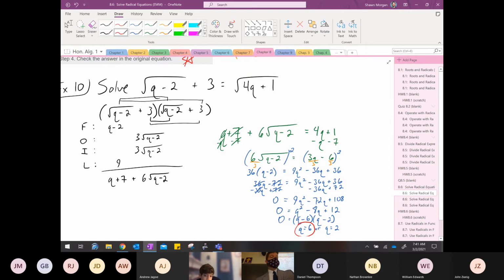2 minus 2 is 0, square root of which is 0. 0 plus 3 is 3, so we got 3 on the left. 2 times 4 is 8 plus 1 is 9, square root of which is 3 on the right.